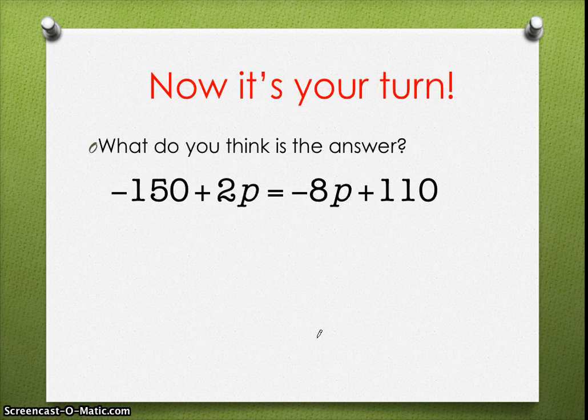Lastly, I have one more problem for you to try on your own. Again, same process. Move and group the variables to one side. Move and group the constants to the opposite side, and then you'll end up with a one-step equation. And typically you're going to solve by doing the inverse, and then you'll find out the answer to P. Good luck, and I hope this strategy has made this concept a little bit easier for solving equations.